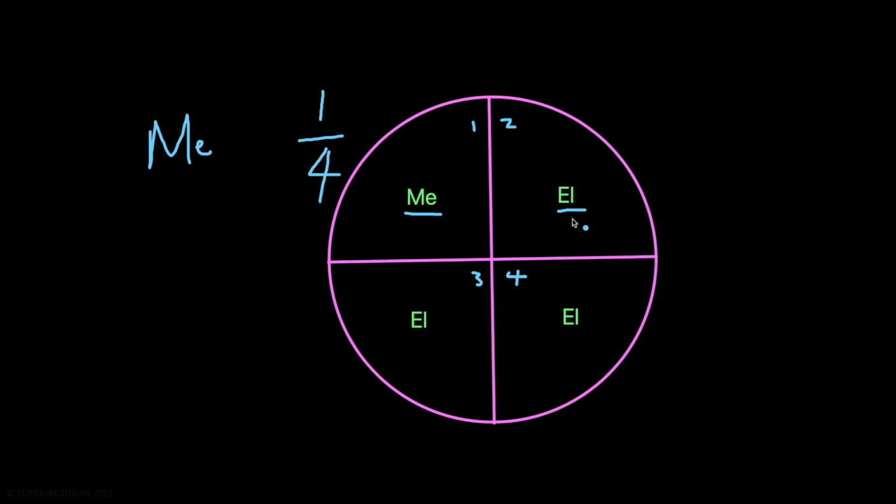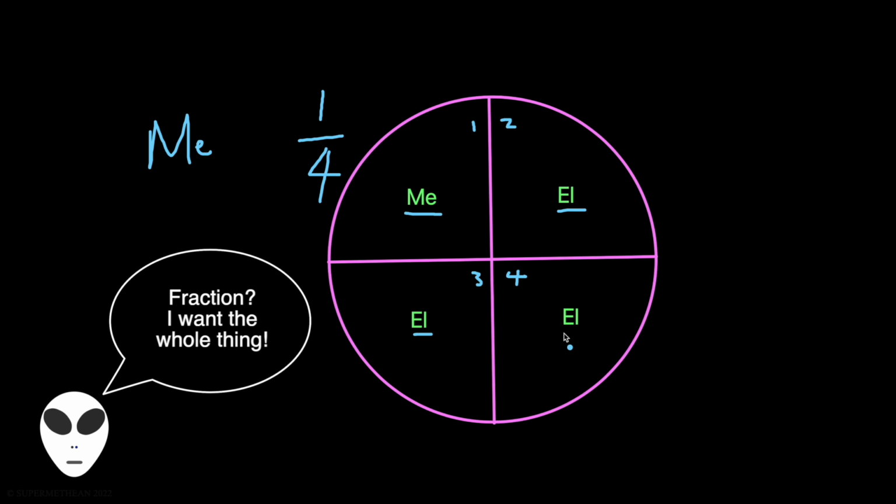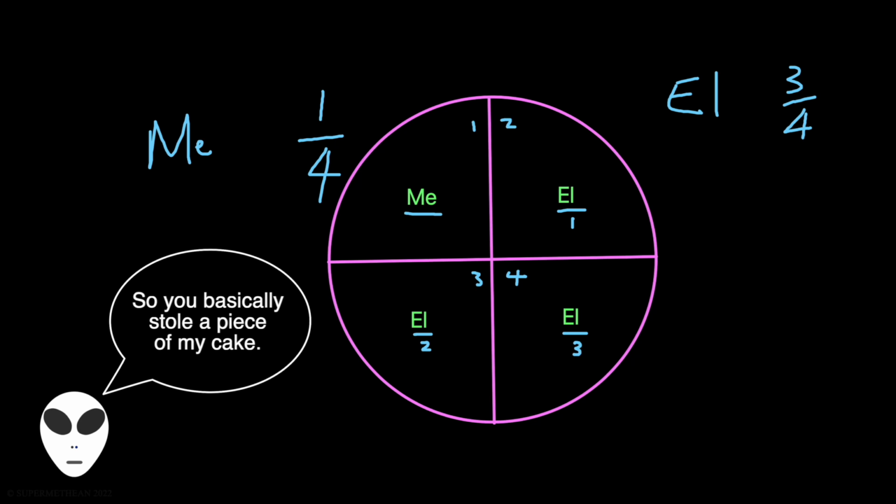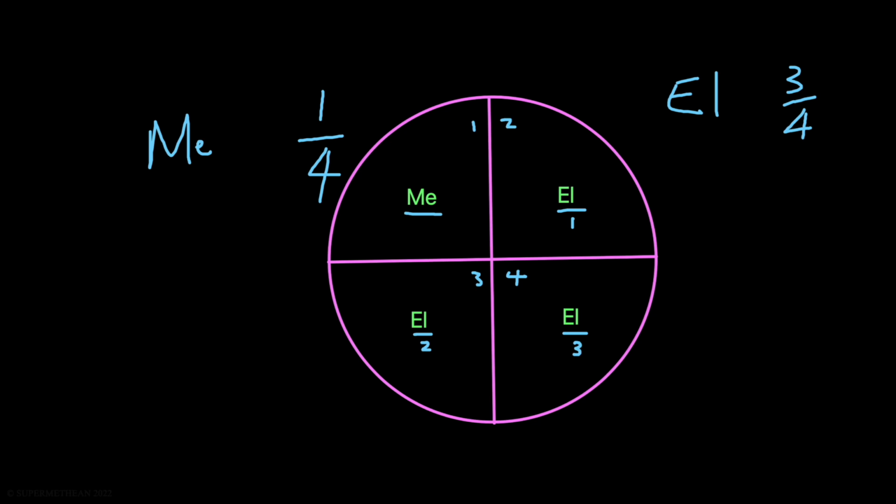Now let's count up L's fraction. So how many pieces does L have? 1, 2, 3 pieces out of the total of 4. So L's fraction is going to be 3 pieces out of the total of 4 pieces that we divided the cake up into, or 3/4. Okay, because when we divide something into 4s, we also call it quarters.